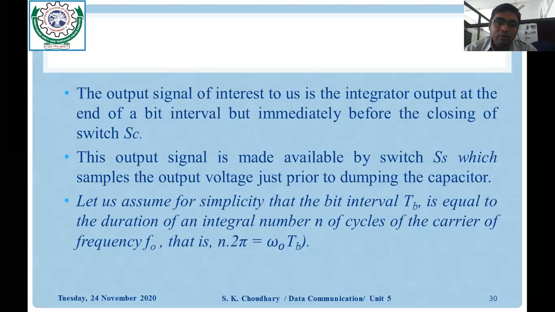So if you have to do this operation from a mathematical point of view, you can assume that the bit interval TB is equal to the duration of an integral number n of the cycles of the carrier of frequency f0. That means n into 2 pi is equal to omega naught TB. So TB is what? Bit interval, and mathematically it is related to the carrier frequency by n into 2 pi is equal to omega naught TB. So n is what? Number of cycles of carrier.